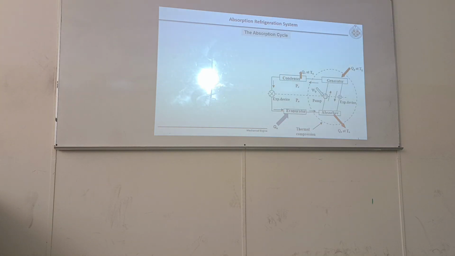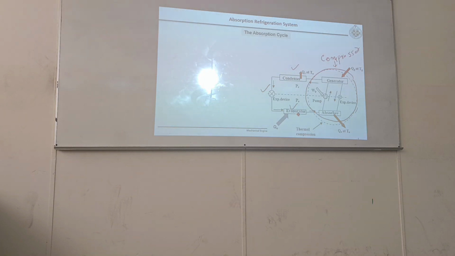Now, the main thing is how to make this system continuous. To make this system continuous, we have such a mechanism. Look, this is an absorption cycle now. These three components are the same as we have in the vapor compression system. Only the compressor is now replaced with these components.